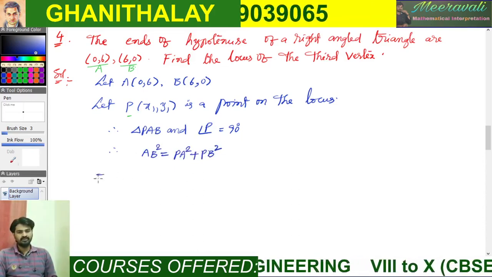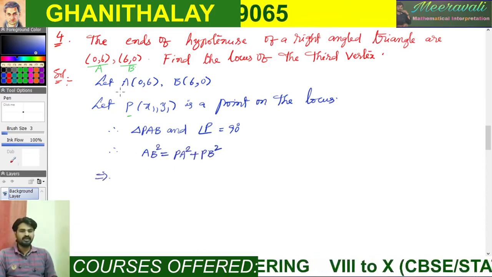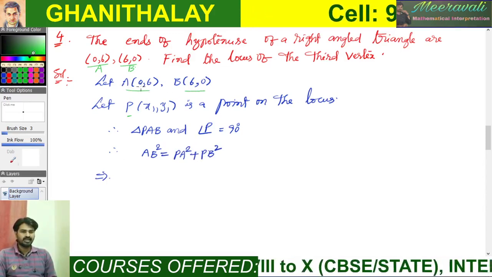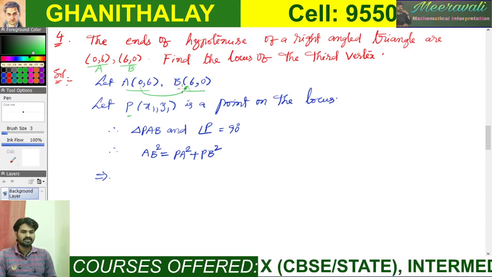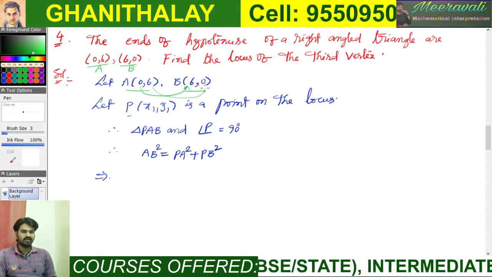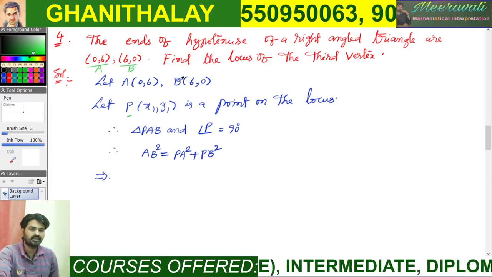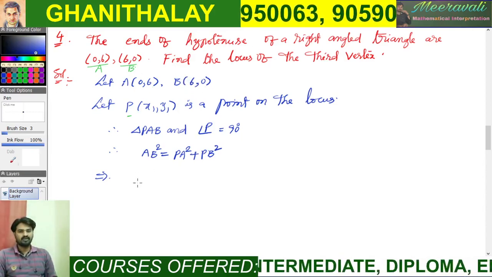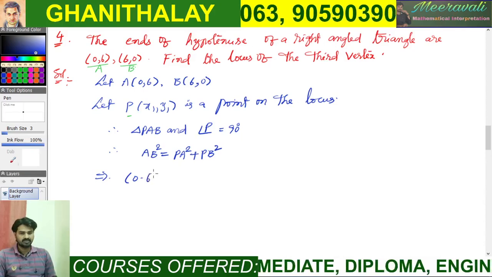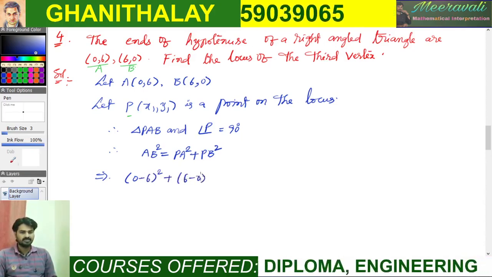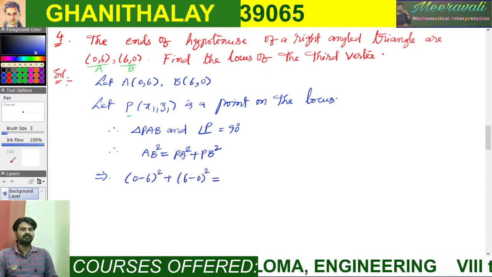Now you are going to write AB. You can use the A point and B point here. So the x coordinates: 0 minus 6 whole square. Next, the y coordinates: 6 minus 0 whole square. So that is AB square. Now what do we have to write? 0 minus 6 whole square plus 6 minus 0 whole square is equal to PA square.